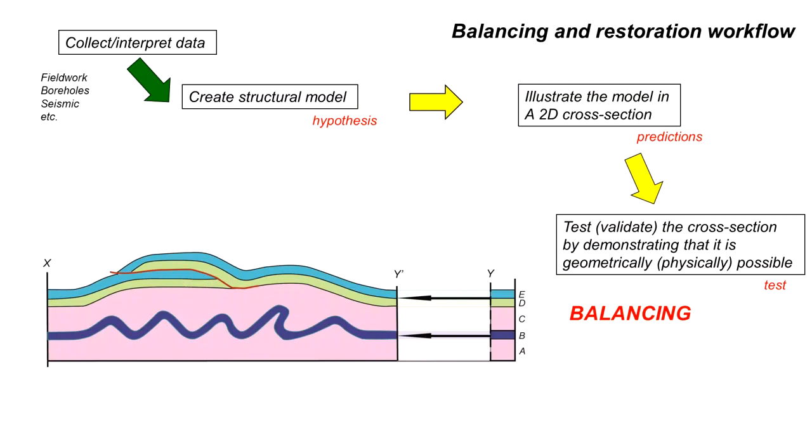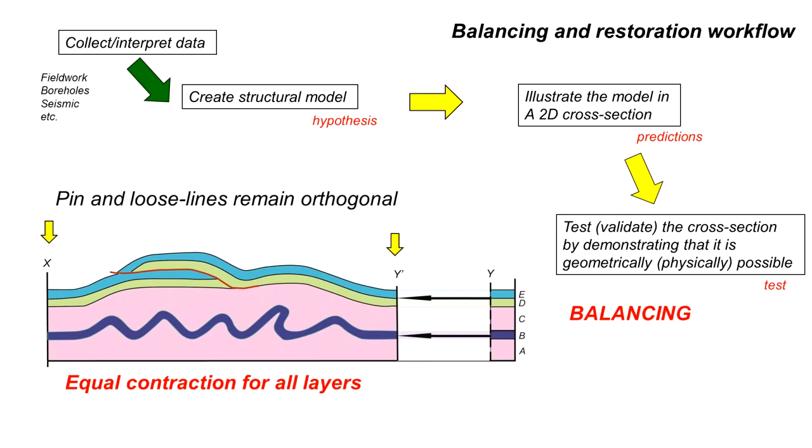Well, for me, section balancing is a statement of strain compatibility, equal contraction for all layers. And this means that the edge of our model remains orthogonal. The left-hand side, the X on here, is a pin line. The right-hand side, Y, is a loose line. And the deformation has moved Y in to converge with X. And this contraction, this convergence, is assumed to be equal for all layers. And if we can analyze our cross-section and demonstrate that this is the case, the cross-section could be termed as balanced.